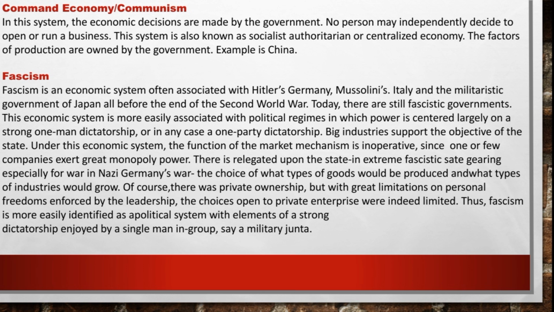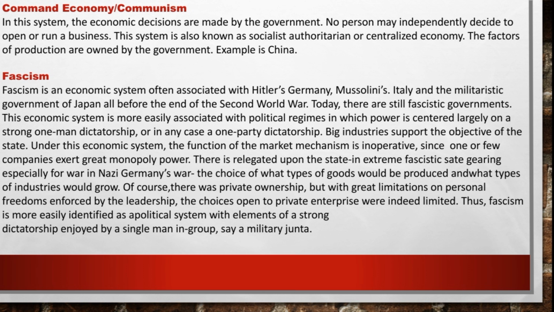Fascism. Fascism is the economic system often associated with Hitler's Germany, Mussolini's Italy, and the militaristic government of Japan, all before the end of the Second World War. Today, there are still fascistic governments. This economic system is more easily associated with political regimes in which power is centered largely on a strong one-man dictatorship, or in any case a one-party dictatorship. Big industries support the objectives of the state.